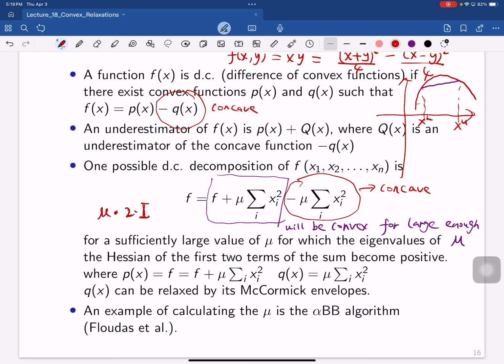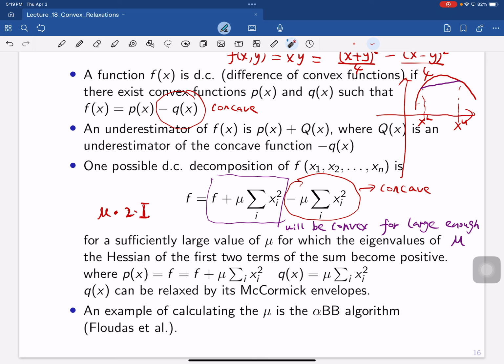Okay, so now you can think about you have the difference of convex functions. The first term is this p(x), which is f plus mu times the square terms, and the second term is the quadratic term. And you can always relax q(x) by McCormick envelopes, or you can think about relaxing this by a line. Actually, the McCormick envelope will be this line if you have a quadratic function here.